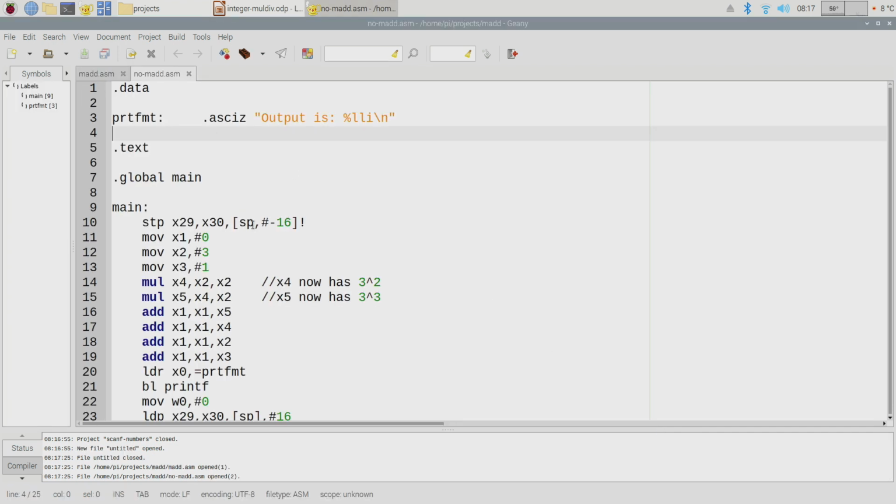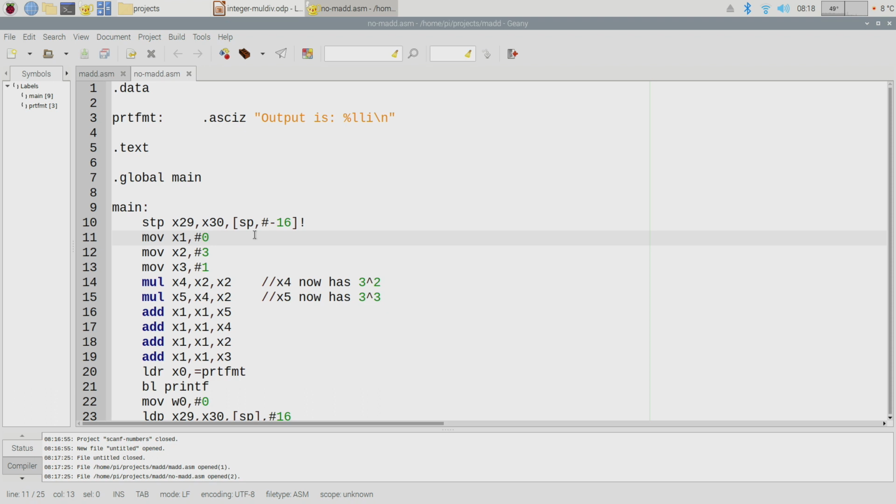Okay, so let me start with Nomad. What I did was I wrote a program to evaluate this polynomial at 3 twice. I wrote it once without the fused multiply add command, and once with it. That's a bit of a misnomer, because the mul really is fused multiply add, but I'm just not taking advantage of the add part at the end.